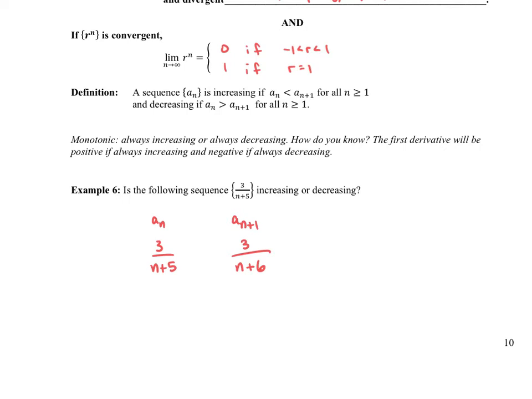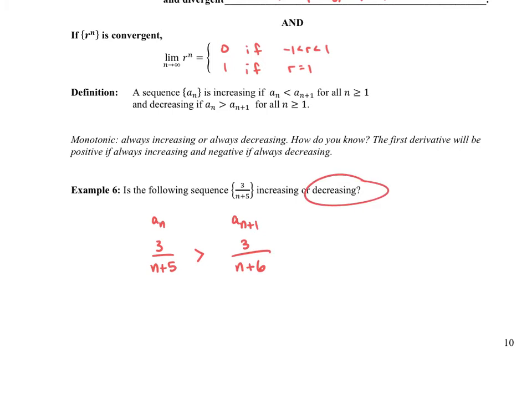The question is, which one is larger? Now, the numerator is the same, but the denominator is smaller in the a sub n term, which means that term is going to be larger than the next term. And if you look back on the definition that's written above here, you can see that if a sub n is larger than a sub n plus 1, then you're going to have a decreasing sequence.